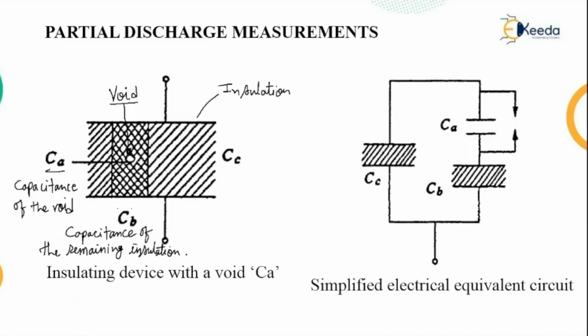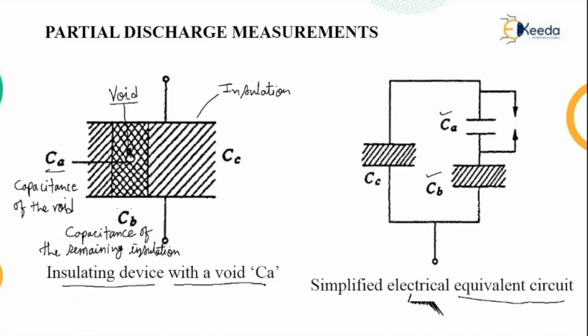So you can see that this is the insulating device. This particular diagram is showing the insulating device which has a void and its capacitance value is Ca. So when we have Ca and Cb present, they are shown in the equivalent circuit diagram. So we have Ca and Cb.